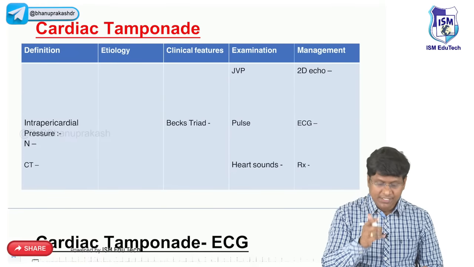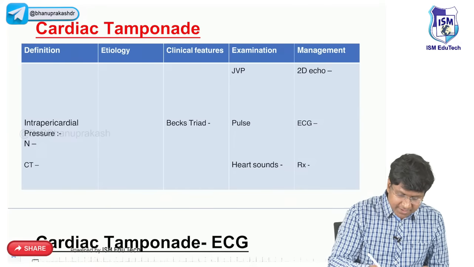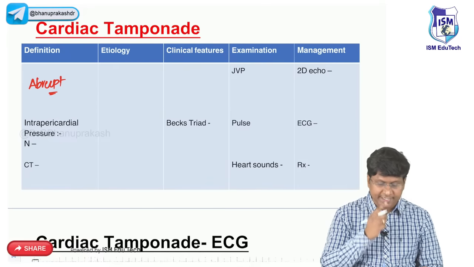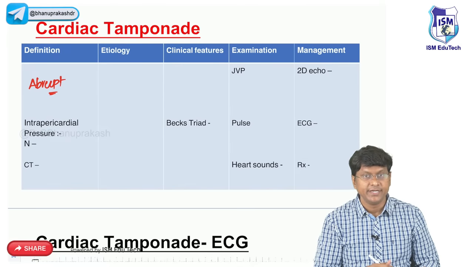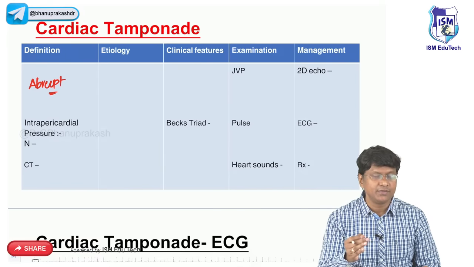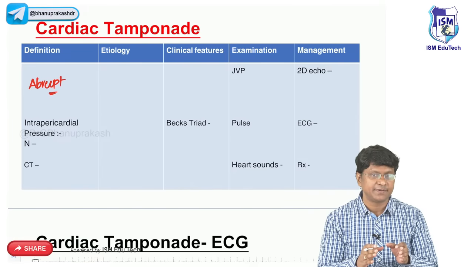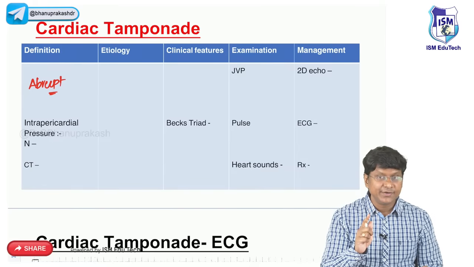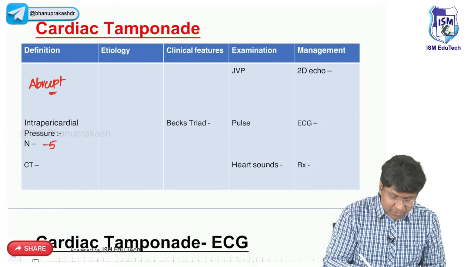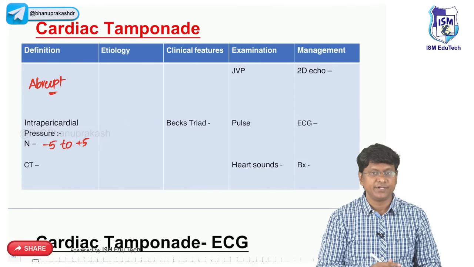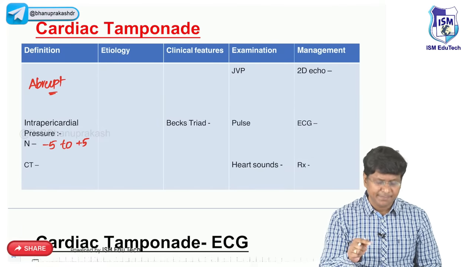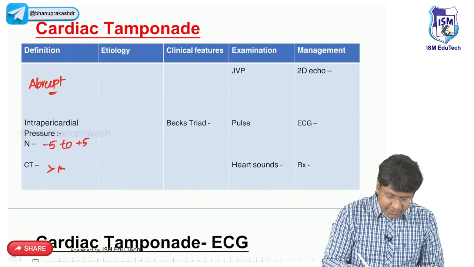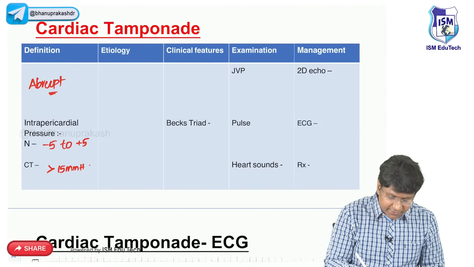So I have said this already. The important difference is the rapidity of fluid accumulation. If there is abrupt accumulation of fluid in the pericardial space, that we call cardiac tamponade. Now for this, you need to understand how much is the normal intrapericardial pressure and how much the intrapericardial pressure will be elevated in cardiac tamponade. See, the normal intrapericardial pressure will be around minus 5 to plus 5 millimeters of mercury. But in cardiac tamponade, the intrapericardial pressure will be more than or equal to 15 millimeters of mercury.